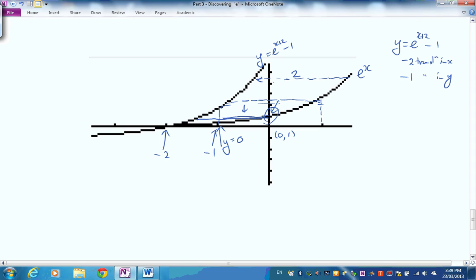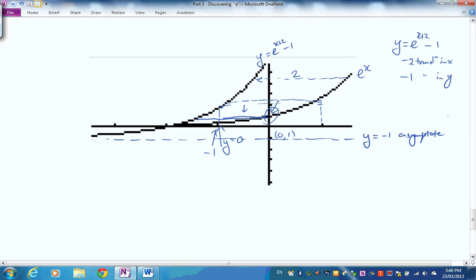Got to do both of those moves, -2 and then -1. So it's going to change the position a bit there. All right, so let's have a look at what's going to happen over here. Everything's been moved in the y direction by -1, so the asymptote is going to be y equals -1 as a new asymptote.